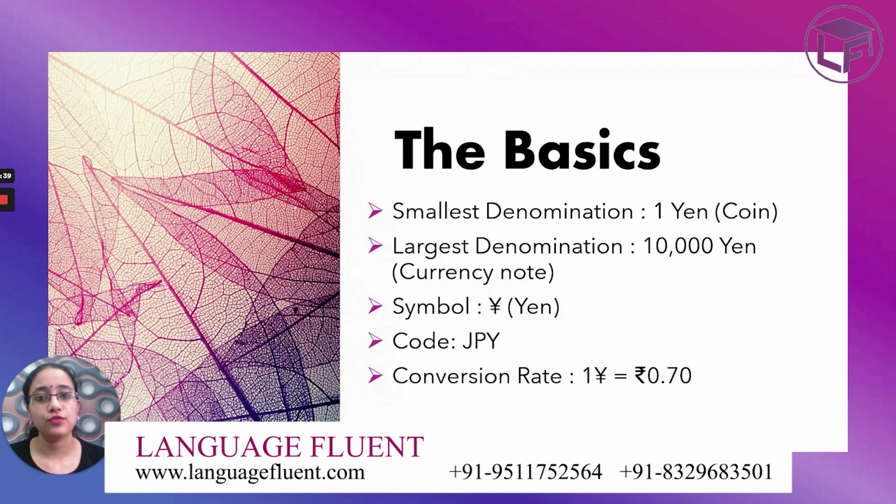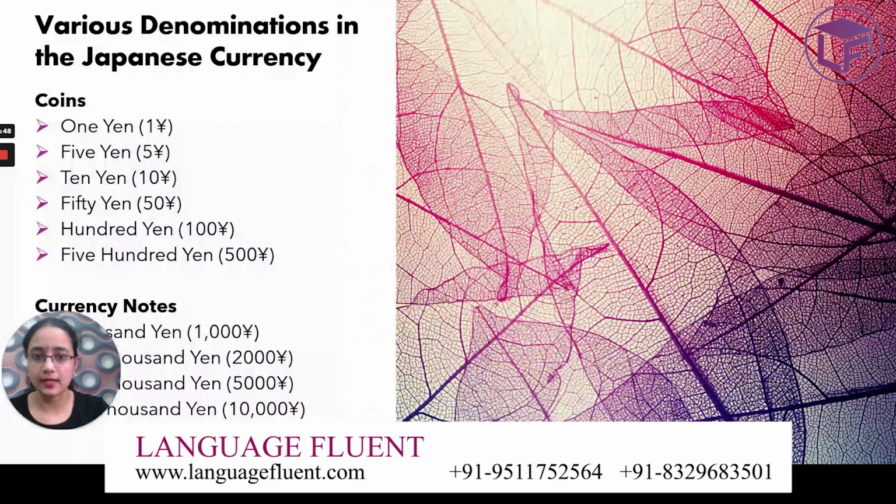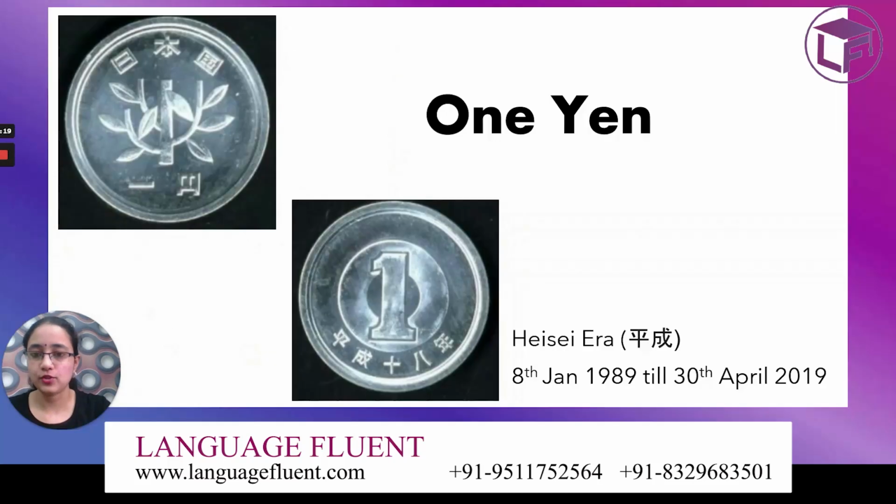The code that is used for their currency is JPY. And the conversion rate as of today is 1 yen equal to 0.70 of the Indian rupee, or the INR. And what are the various denominations in the Japanese currency? As far as the coins are concerned, it is going to be 1 yen, 5 yen, 10 yen, 50 yen, 100 yen and 500 yen. So yes, you do have coins up to 500 yen in Japan. As far as the currency notes are concerned, it's going to be 1000 yen, 2000 yen, 5000 yen and 10,000 yen. So the highest denomination is the 10,000 yen and the lowest denomination, which is the coin, is 1 yen. So that's how it's divided.